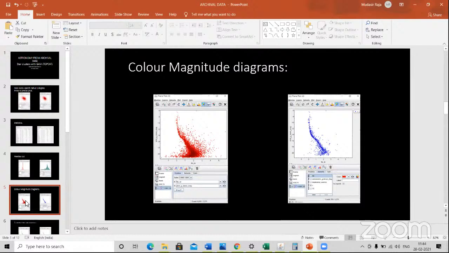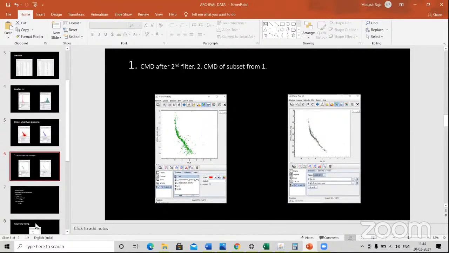After that, what we did is we plotted color magnitude diagrams. The first one, this red one, is the color magnitude diagram of all the stars. This one is the color magnitude diagram plotted after the first cut, that is the PMRA PMDEC cut, the proper motion cut. Next, the green one is the CMD of the stars after the parallax cut, and this one is the subset from these stars, because there are some stars which are away from the main sequence, so we try to remove them and draw a subset over there.